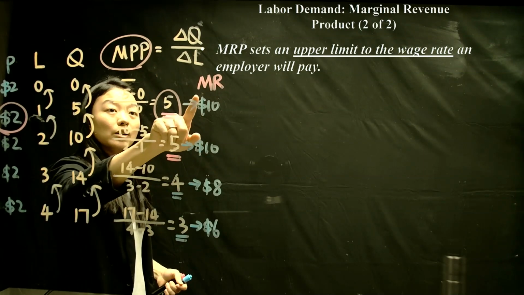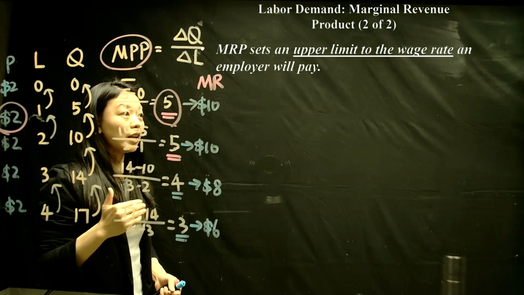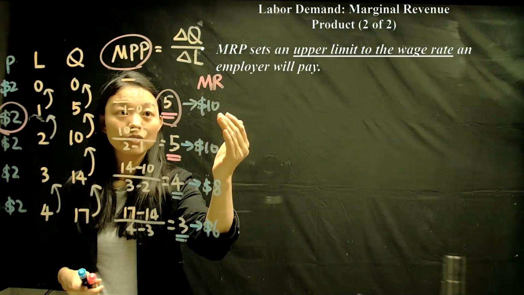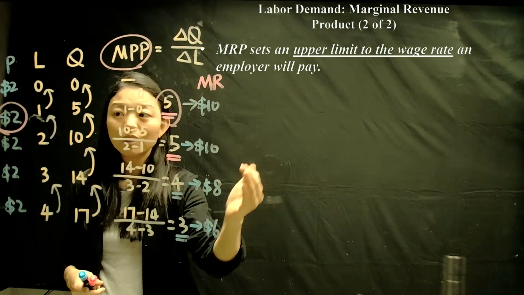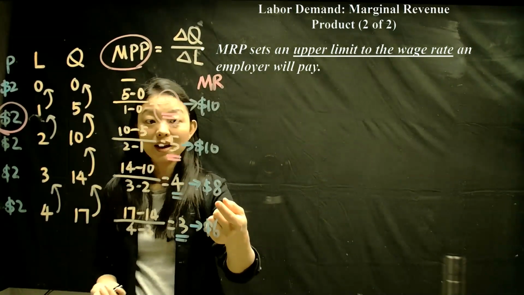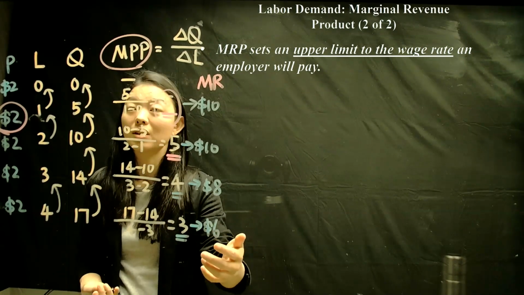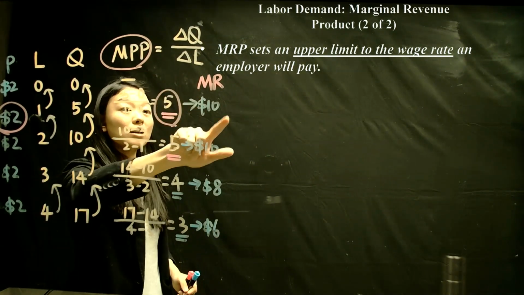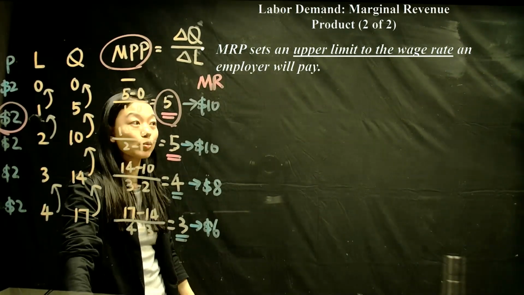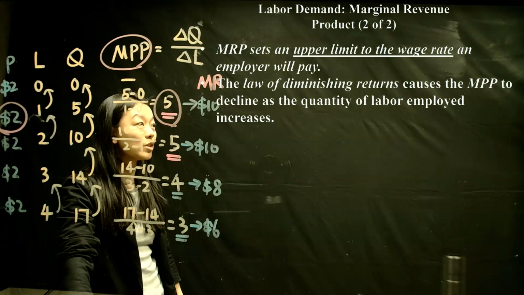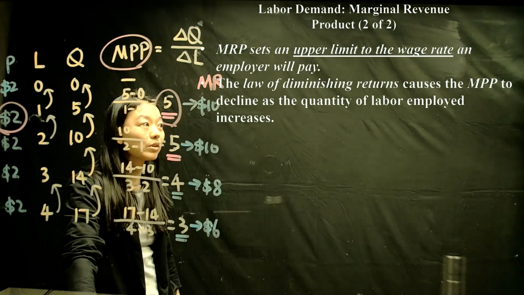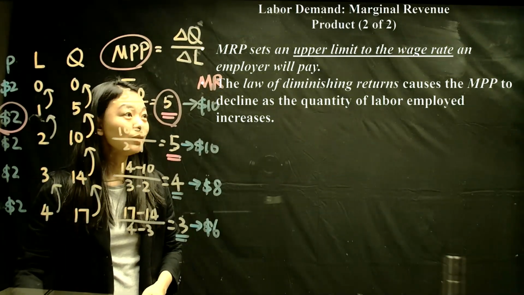And this is how the marginal return sets the upper limit of the wages an employer will pay. You can see here Marvin can bring an additional $10 for the firm. George also brings an additional $10 for the firm. However, the third worker only brings $8, and the fourth worker will bring an additional $6. So marginal return here sets the upper limit on the wage rate that the employer will be willing to pay. The law of diminishing returns will cause the marginal returns to decline as the quantity of labor employed increases.